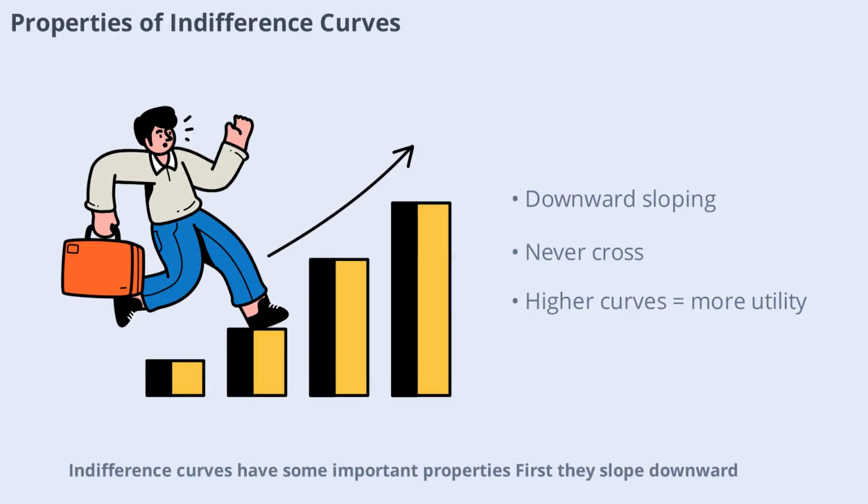Indifference curves have some important properties. First, they slope downward, reflecting the trade-off between goods. If you want more apples, you must give up some oranges to stay equally satisfied. Second, they never cross each other because that would violate the logic of consistent preferences. Third, curves farther from the origin represent higher utility levels, since they include more of both goods. These properties help us analyze consumer behavior in a structured way.